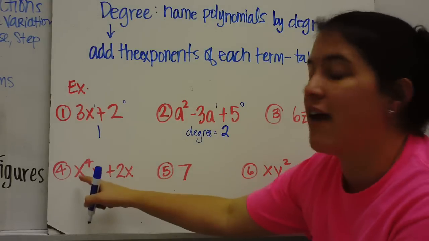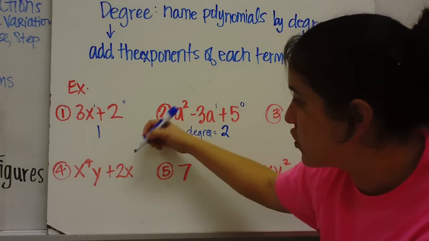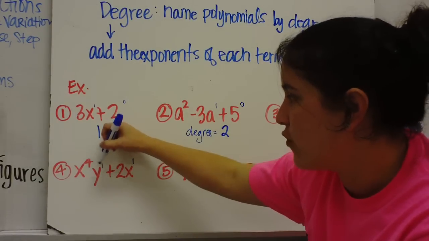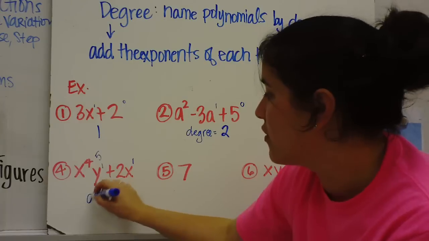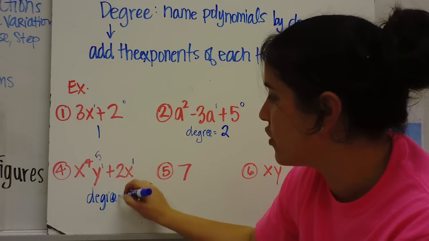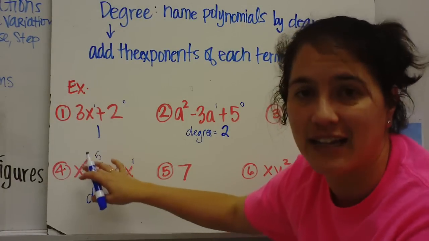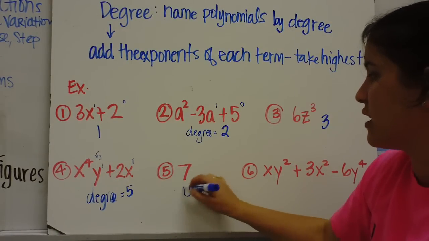Now in this one, we have an x to the 4th and a y together, and then we have a 2x. So the degree of 2x is 1. The degree of the first term, we would add 4 plus 1, which is 5. So for this binomial, if it asks what the degree is, you would say the degree is 5, because you add the exponents and take the highest. For number 5, it doesn't have any variable, so the degree is 0.